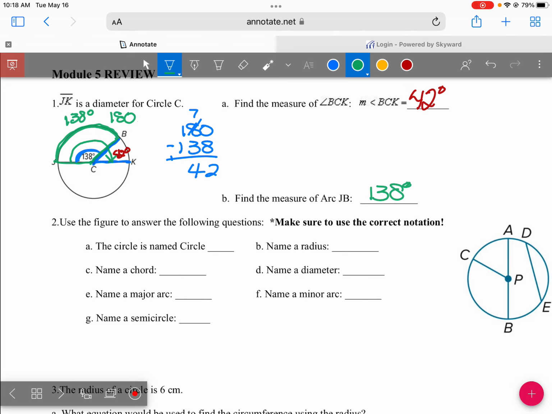Back to my question. What kind of an angle is JCB and BCK? What kind of angles are they? BCK is an acute angle. Yeah, but I'm not looking for that. I'm looking for central or inscribed. Central, because they have the vertex at the center. So central angles are going to be the same degree as the arcs that intercept them. So if this is 42, this arc is going to be 42 also.